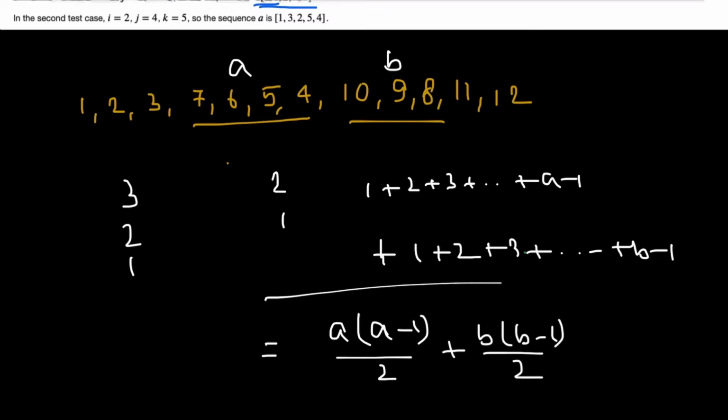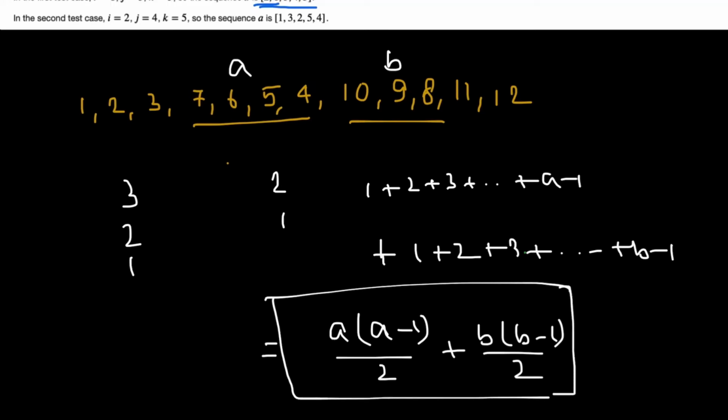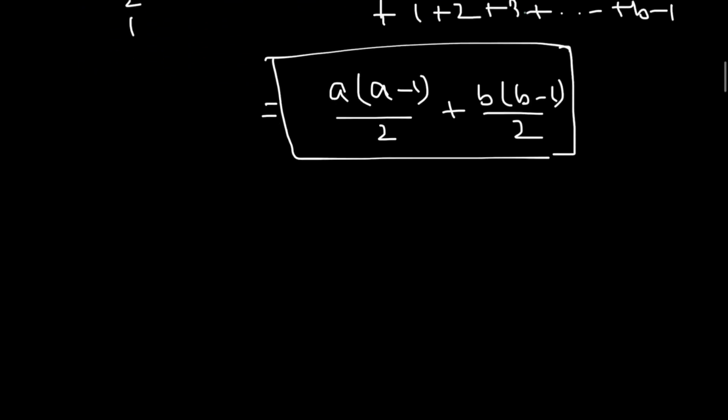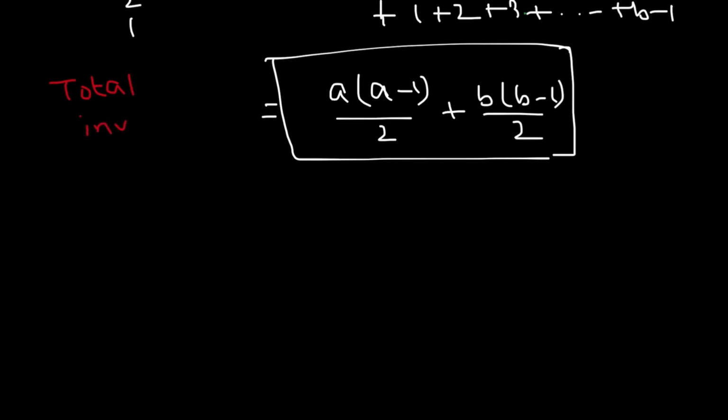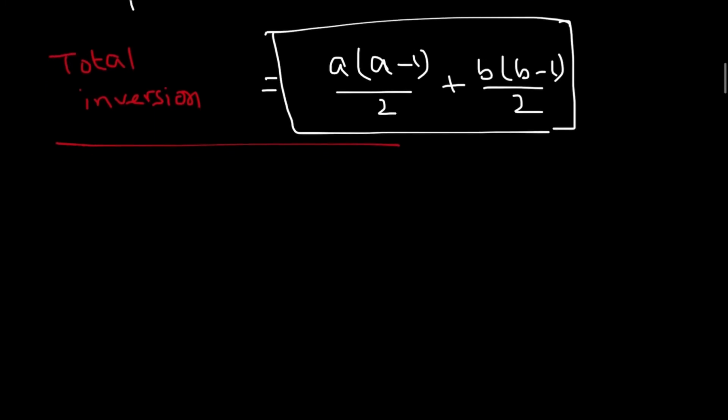So this is an important observation that you should make. The total number of inversions in the whole array will be A into A minus 1 plus B into B minus 1 by 2. So I'll note that up here. Total inversion. So this is the total inversion that you should know.